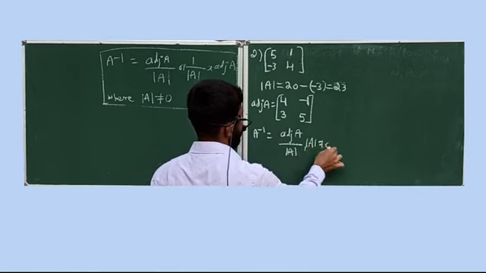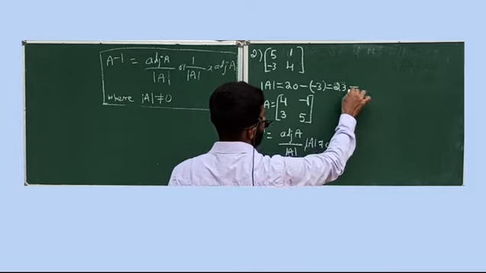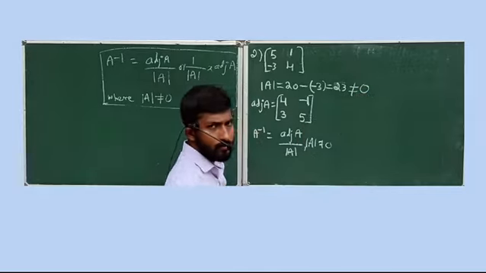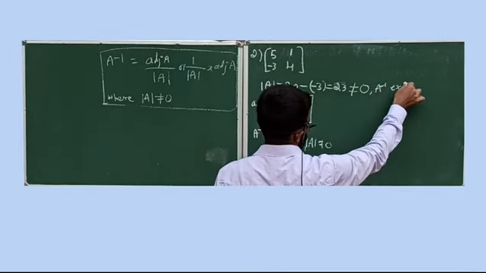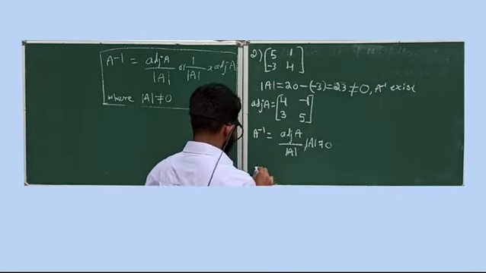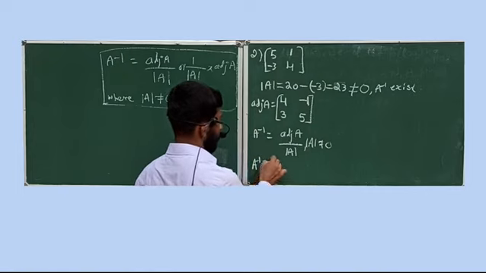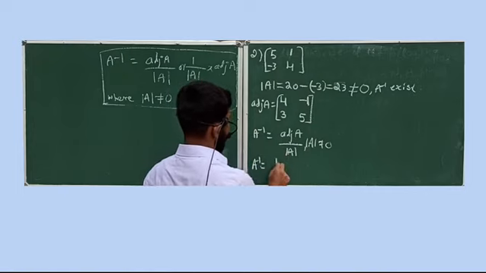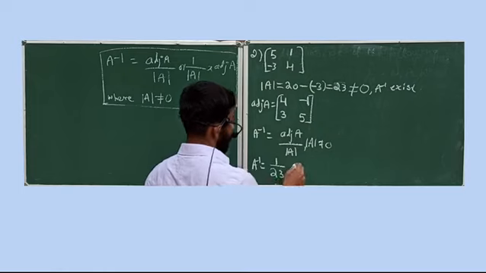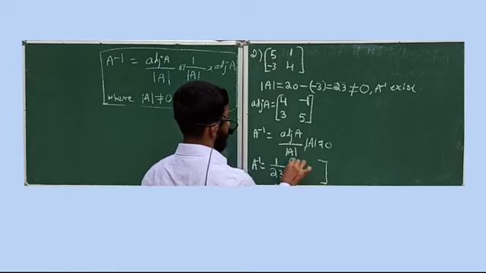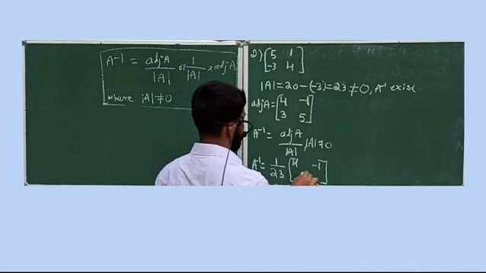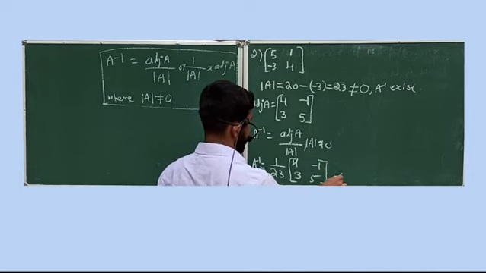Then formula: A inverse is equal to adjoint A divided by determinant A, determinant A is not equal to 0. Here you can write 23 not equal to 0, A inverse exists. Okay. Now substitute. A inverse is equal to 1 by determinant A, 1 by 23, into what is adjoint of A? Adjoint of A is 4, minus 1, 3, 5. This is the answer.